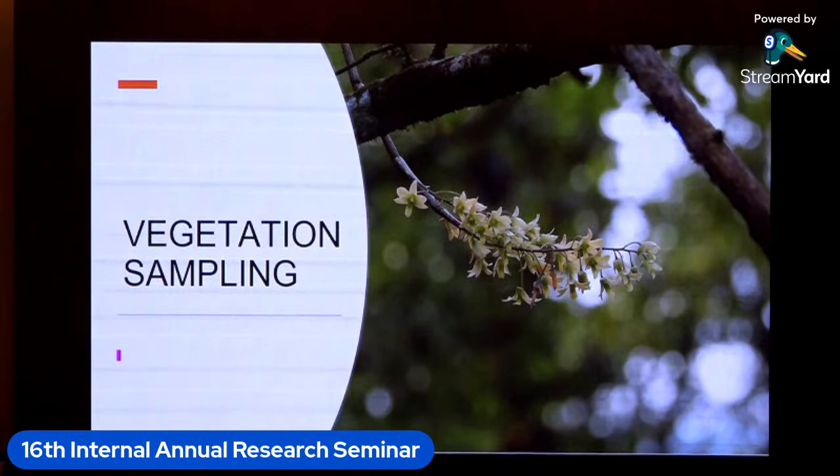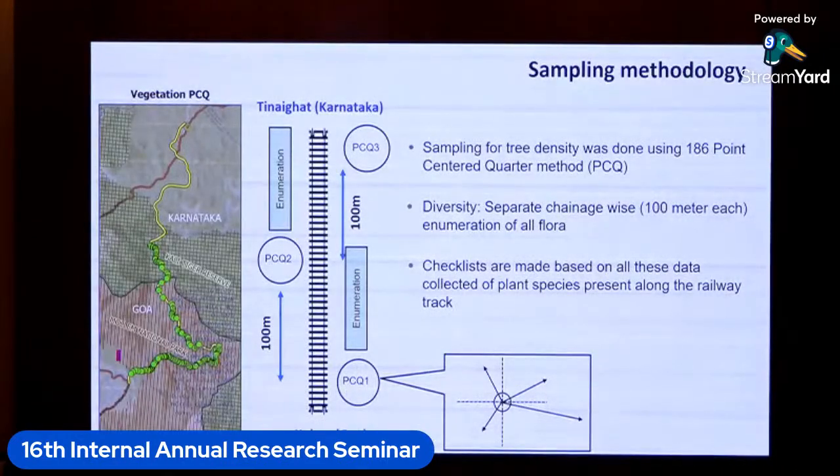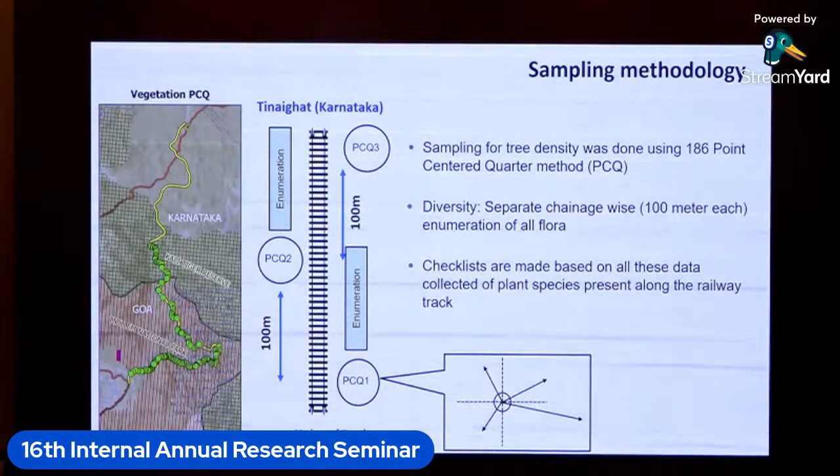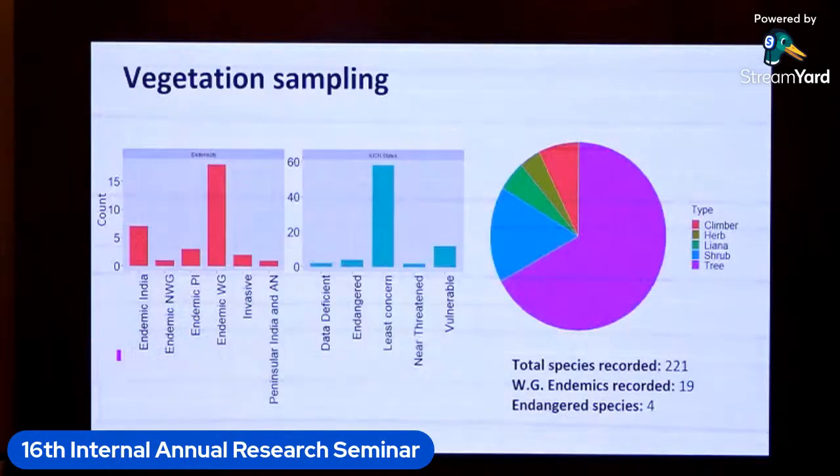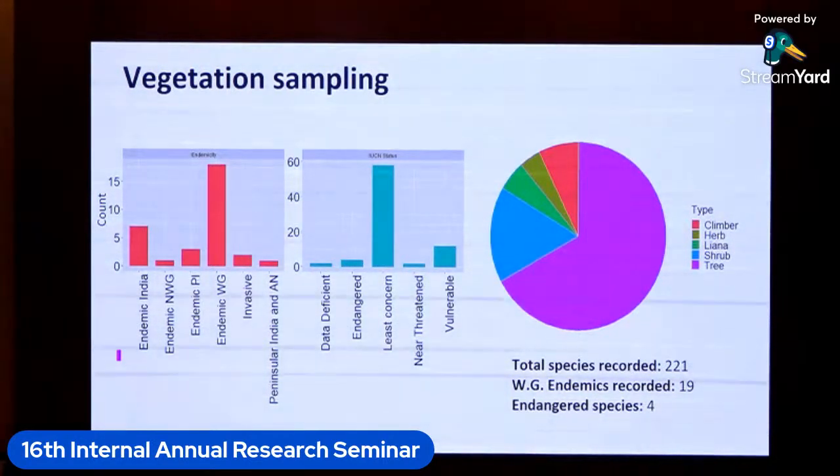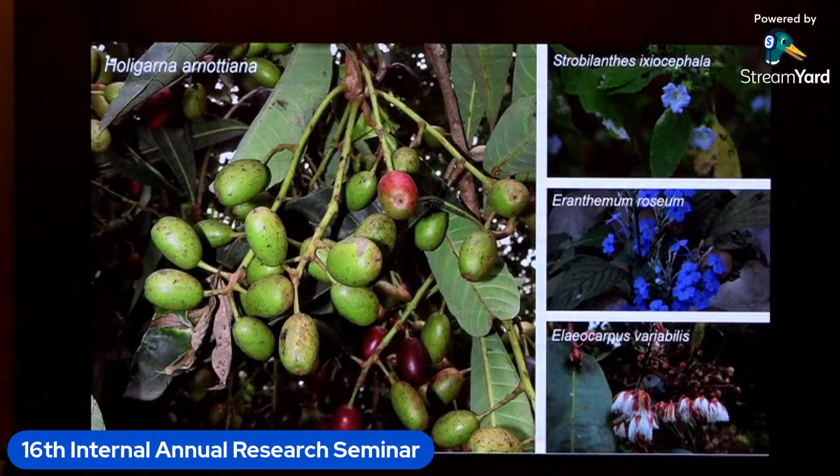For vegetation, we sampled through the point-centered quarter method, with two plots in every 100 meters of the railway track. And we could currently see that most of the species observed there were endemic to the Western Ghats. Certain species like Polyalthia, Strophanthus, and Heliocarpus were quite abundant along the railway track.